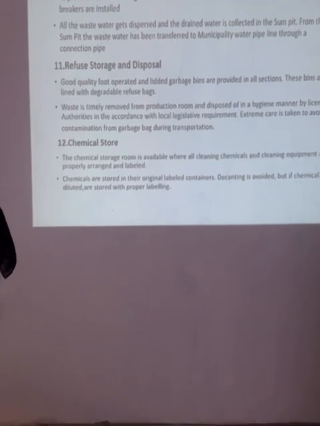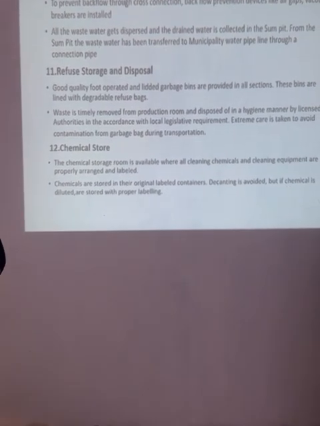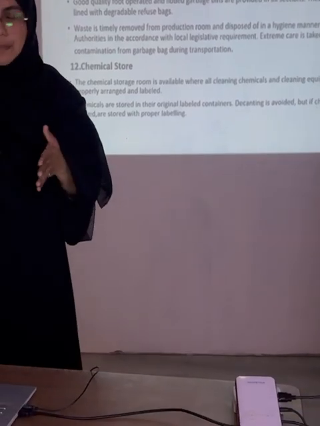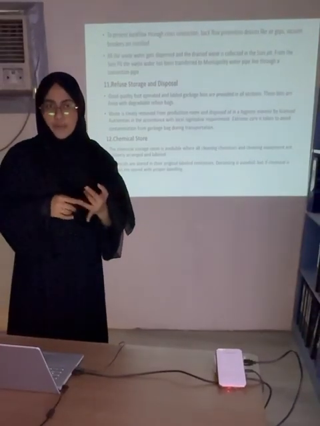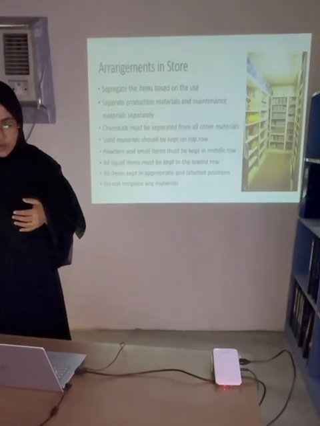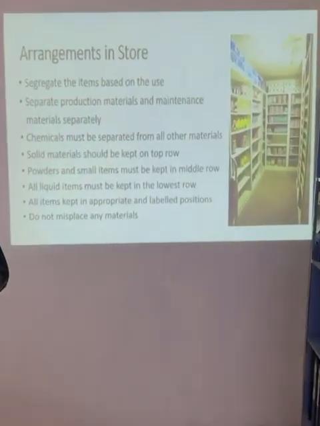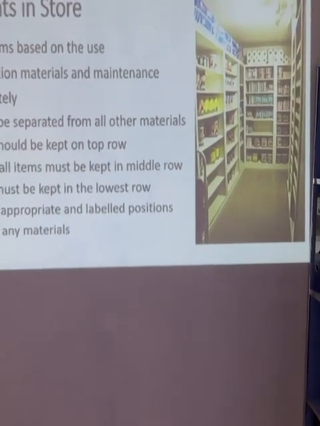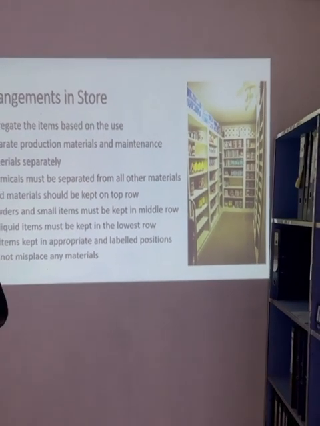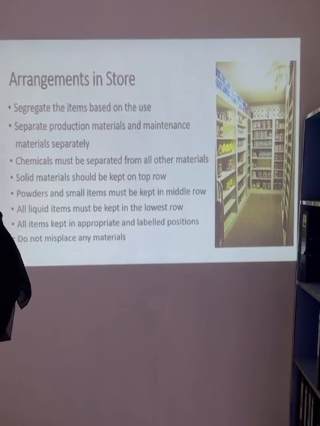Next is the chemical store. The chemicals which we are using as raw material are always kept in a separate place. There should be proper ventilation and proper lighting facilities also. In the next picture you can see an arrangement of the store. It should always be kept in a way that accounts for the different types of chemicals. We will be using liquid chemicals, dry chemicals, and some in powder form.